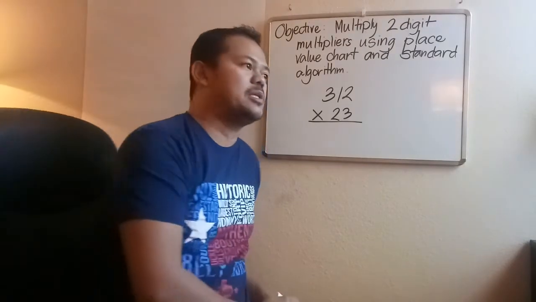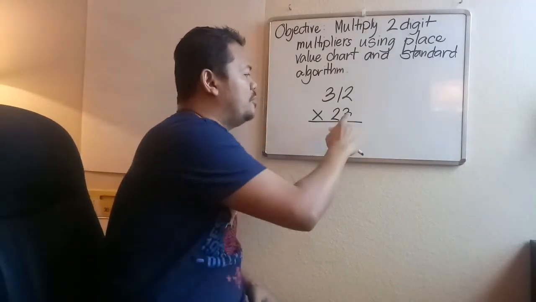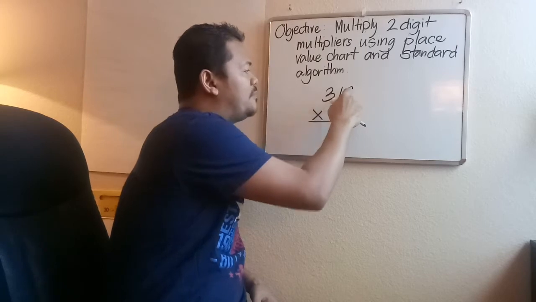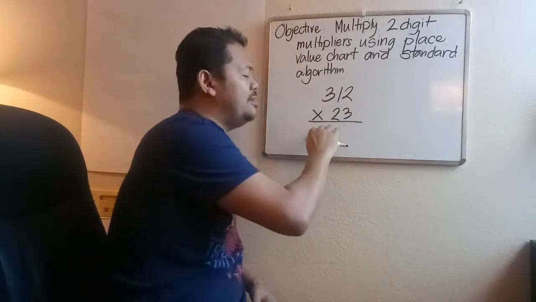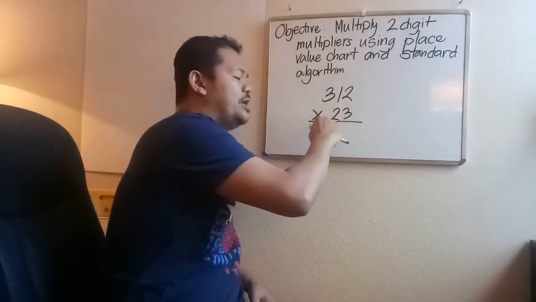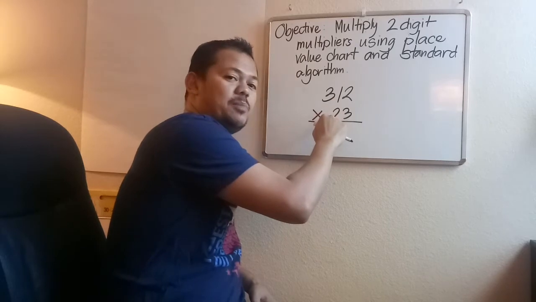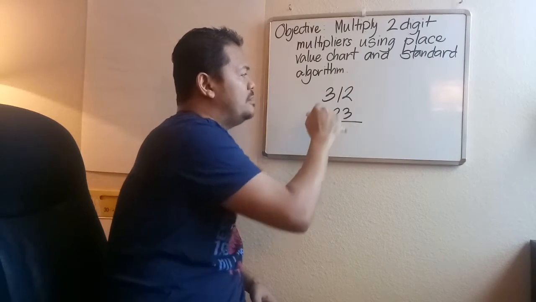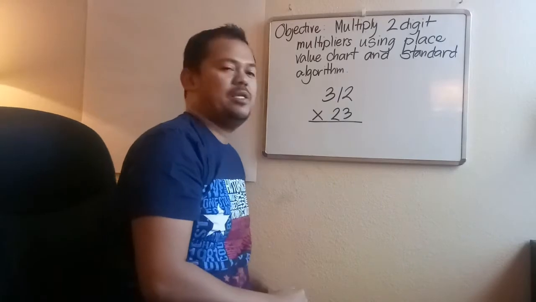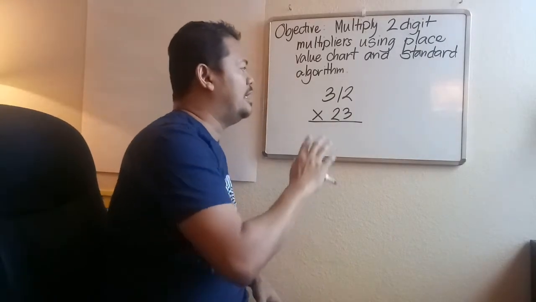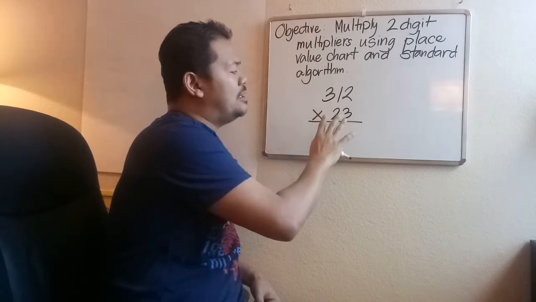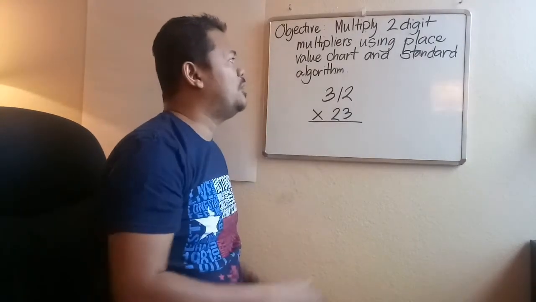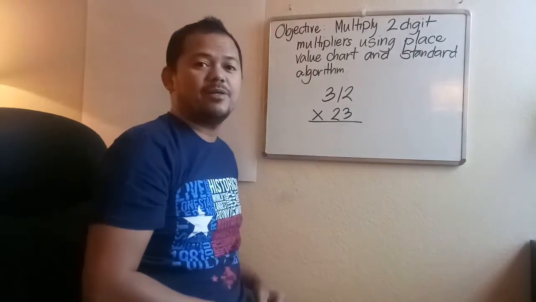Okay, so we all know that when you do this in the standard algorithm, we always start with the ones multiplier. Then we multiply it with our multiplicand from ones, tens, hundreds. Then we proceed with your tens multiplier. So that will be 2 times 2 ones, 2 times 1 tens, and 2 times 3 hundreds. This is how we multiply two-digit multipliers with three-digit multiplicands. This morning we are going to use the place value chart and the standard algorithm.